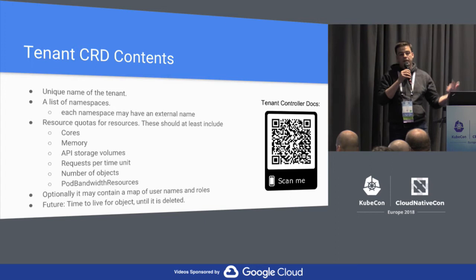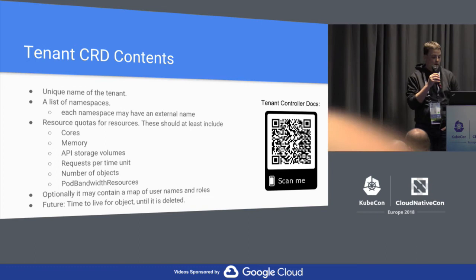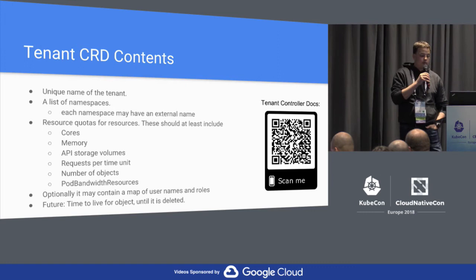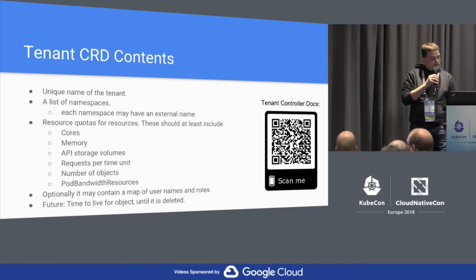So we also might want to restrict here on a per tenant basis, which is also, I mean, you can restrict the API server, but not on a per tenant basis, because I think the control plane is not really multi-tenancy aware at the moment. Yeah, and optionally, it may contain a map of username and roles to be able to map back and forth between those. In the future, what we would also like to have is a time to live for objects.